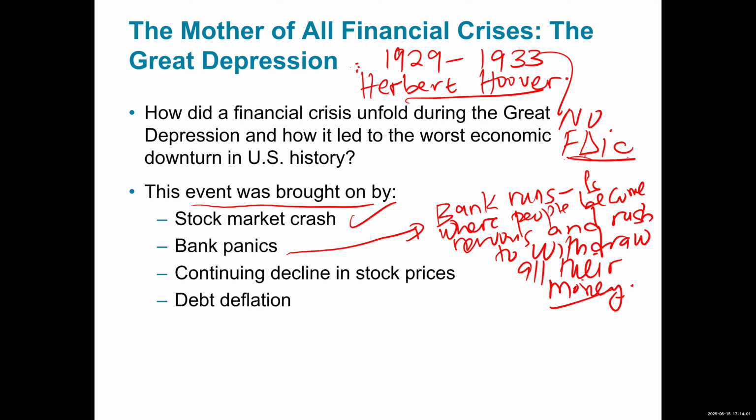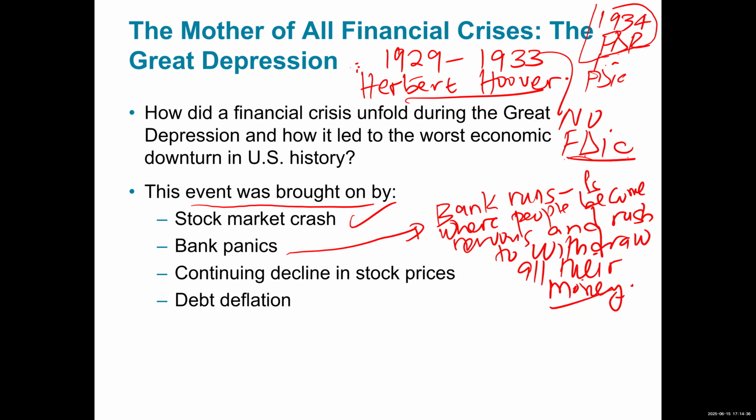The FDIC was created when FDR, Franklin Delano Roosevelt, became president of the United States in 1934, after Hoover. Hoover was a one-term president. Maybe the Great Depression made him a one-term president. So in 1934, when Roosevelt came into power, the first thing that he did was to ensure that they created the what? The FDIC.